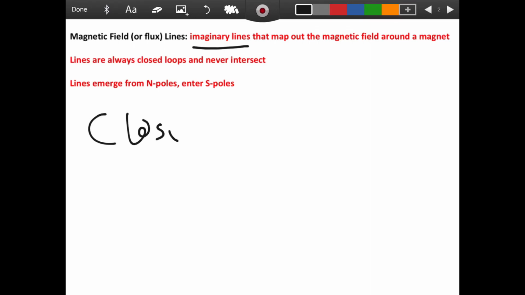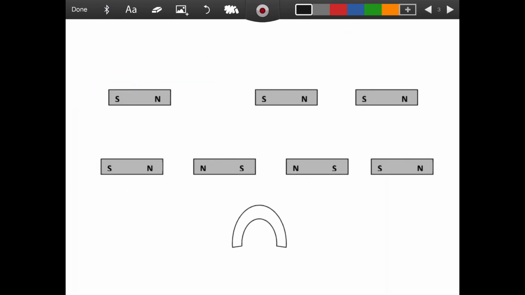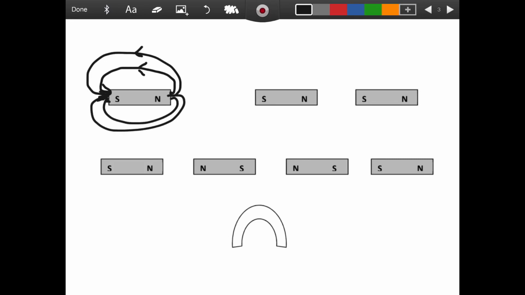Just like in other fields, the closer lines equals the stronger field, and the lines emerge from north poles and enter south poles. So these are the important rules. So now let's go through some examples. So if we just have this magnet located by itself, the lines emerge from the north pole and enter into the south pole. You can go around this way. It's a nice closed loop.